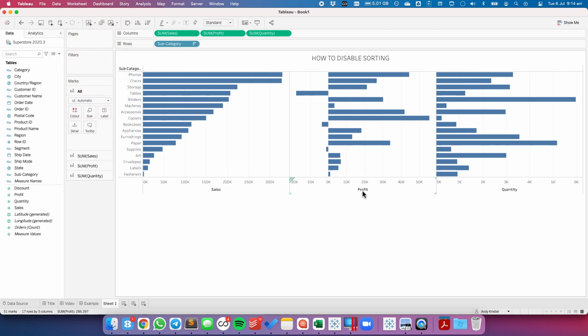Notice now when I hover over any of the axes, or when I hover over the subcategory header, the sort options are disabled. That's all there is to it.